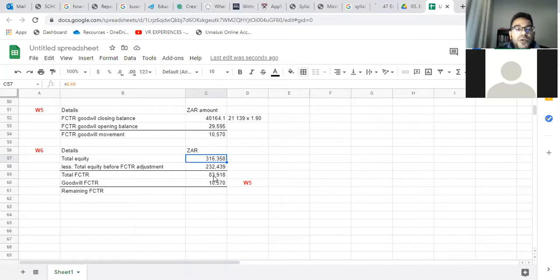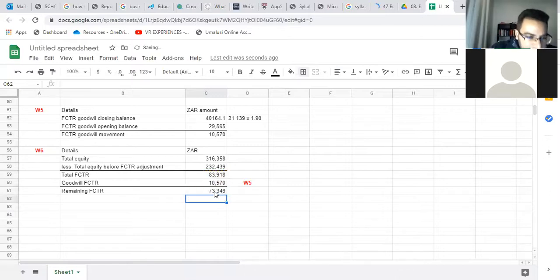That movement we call FCTR. So now we're saying, okay, FCTR is 83,918. Now we need this FCTR to be split between goodwill and the remaining FCTR. So therefore the remaining FCTR will be 83 minus 10. Okay, so it's going to be 73. So that is 61.